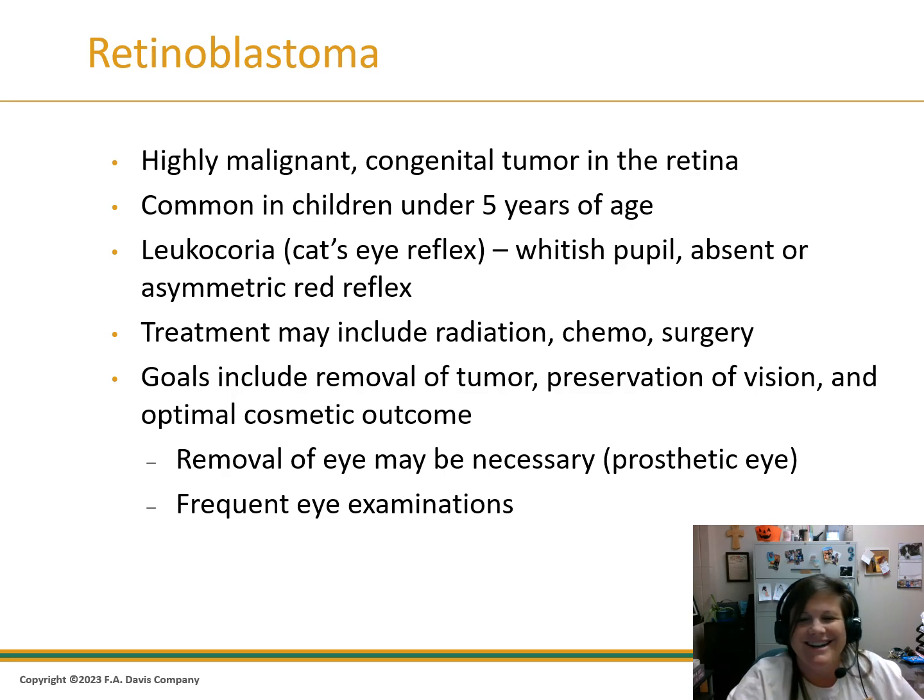Okay, moving on. So treatment is going to be a combination of radiation, chemo, and surgery, goal being to remove the tumor but preserve the patient's vision. So trying to have the visual impairment, if it exists currently, be reversed with the removal of the tumor. And also, obviously, an optimal cosmetic outcome for that patient. In rare situations, there may need to be an actual removal of the eye, but with the hope of having a prosthetic in its place.